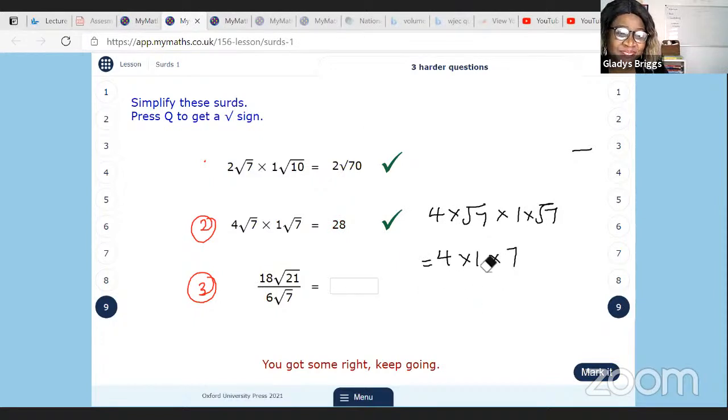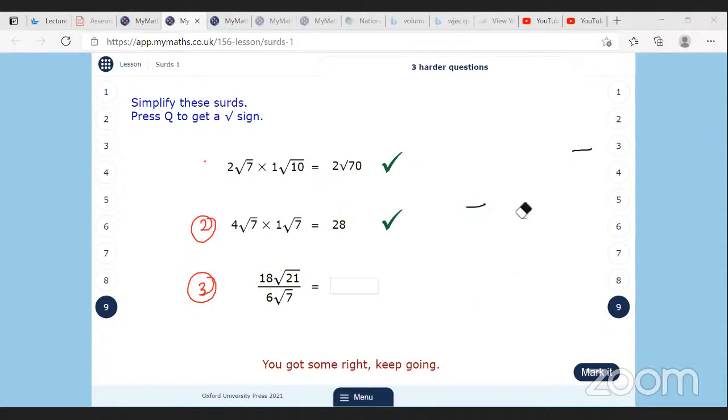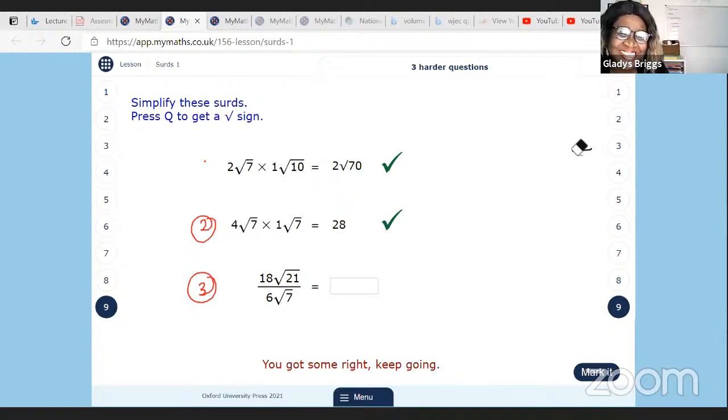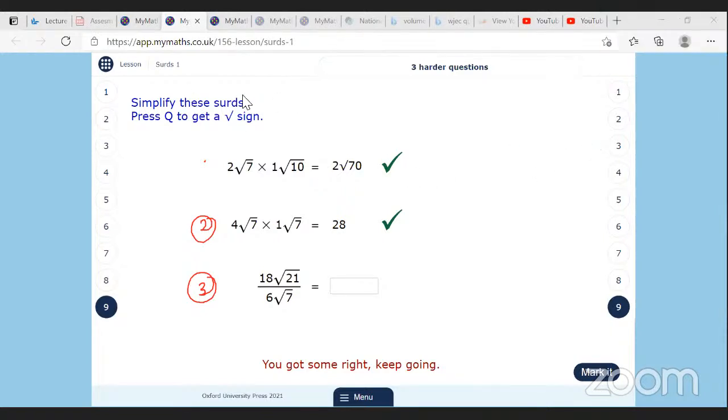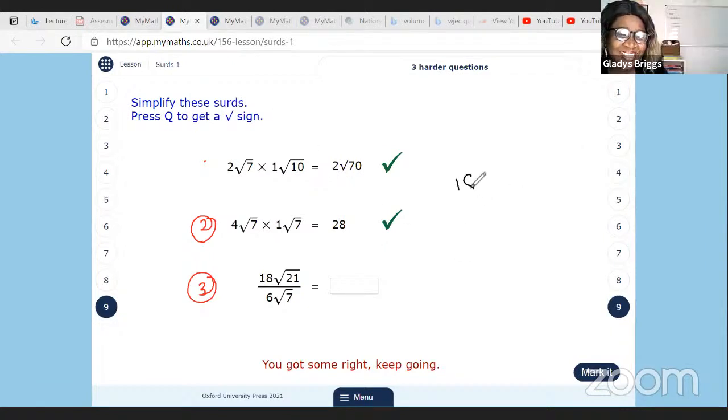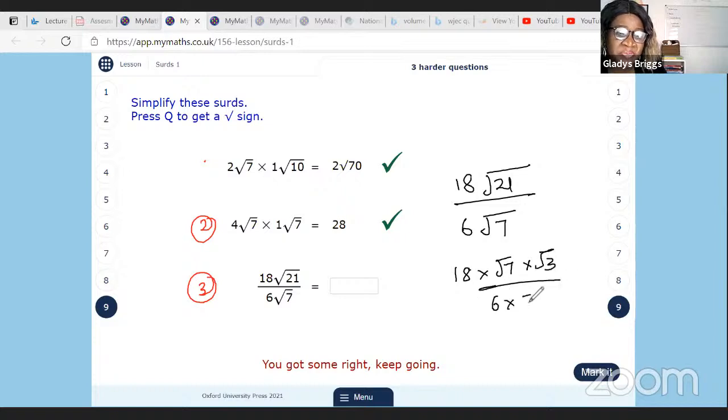Let's have a look. 3 root 3. Confidence. Okay, we'll see now. 18 root 21 over 6 times root 7. I feel that there's a 7 in here, so I'm just going to have that as 18 times root 21, which is root 7 times root 3, over 6 times root 7.